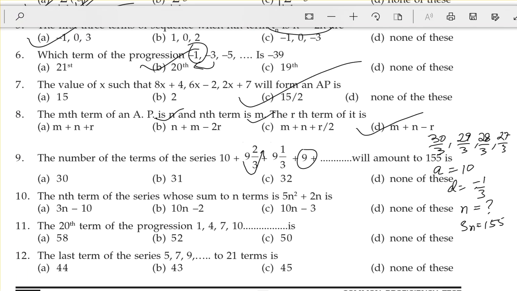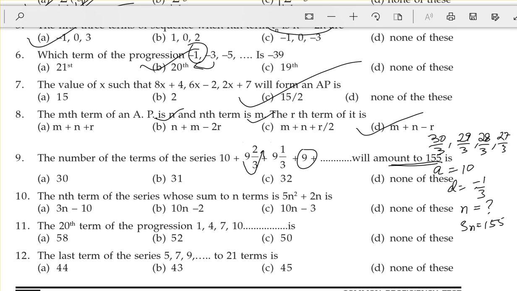So the students ask that, sir, the answer must be 30 and 31 both, but the answer is given in the book as 30 only. Why so? It is because it is asking for the number of terms which will amount to this. That means the number of terms required whose sum will be equal to this.